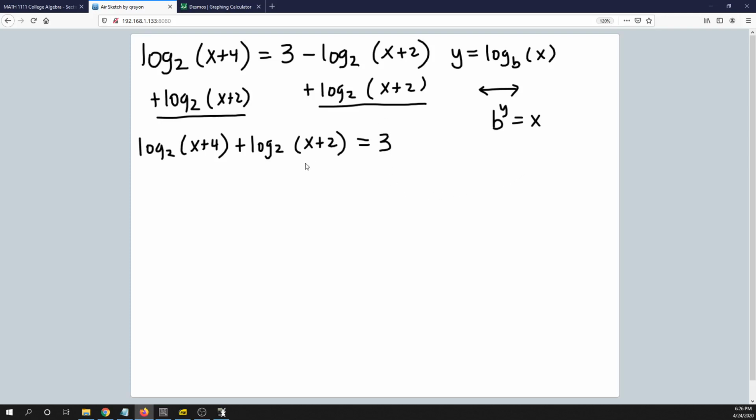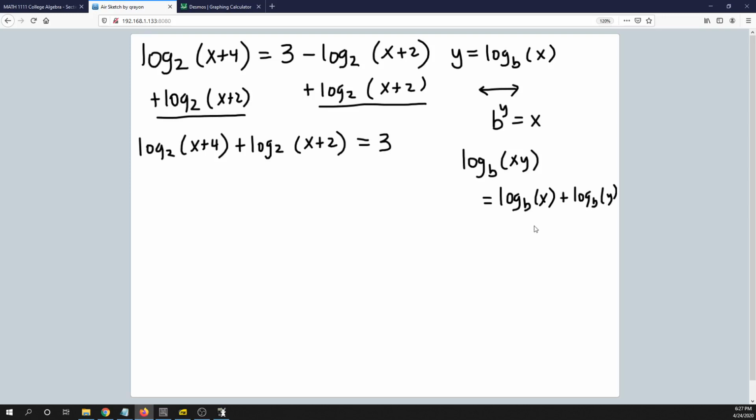So the first step is getting all the logs on one side. The next issue is that I want a single log on one side, and you can see I don't have that. I have two logs being added to each other. In that case, we want to use the product rule for logs, which says that the log base b of x times y is the log base b of x plus the log base b of y.